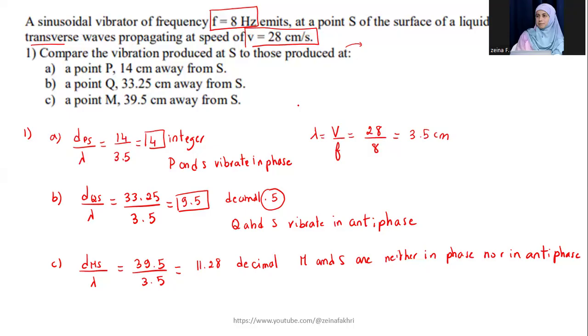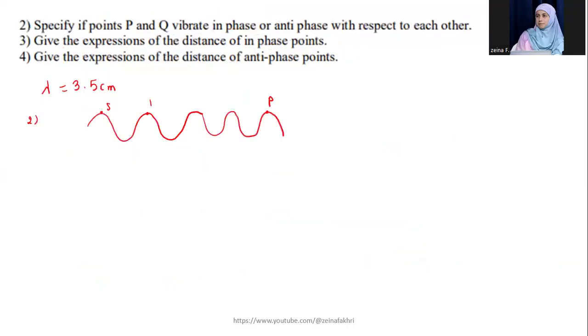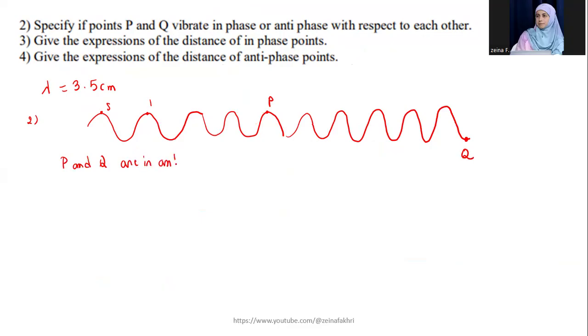While if I notice Q, we have Q at 9.5. So it will be 1, 2, 3, 4, 5, 6, 7, 8, and 9. And this is 0.5. So which means that Q is here. So if I want to draw the figure, this is the shape of the figure. So we notice that P and Q are in antiphase with respect to each other.